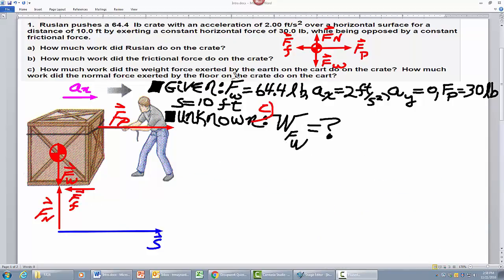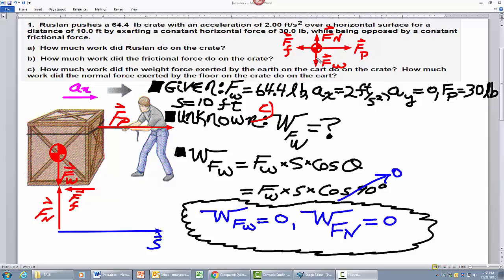Part C, how much work did the weight force exerted by the earth on the crate do on the crate? How much work did the normal force exerted by the floor on the crate do on the crate? So the unknown is the work by the weight force. Since the weight force is not in the direction of the displacement, the equation for this is the work by the weight force is the magnitude of the weight force times the magnitude of the displacement times the cosine of theta. But we notice that the angle theta between the weight force and the displacement is 90 degrees, and the cosine of 90 degrees is 0. So we don't really have to worry about substituting in for the weight force or the displacement. Regardless of what they are, the work done by the force is 0.